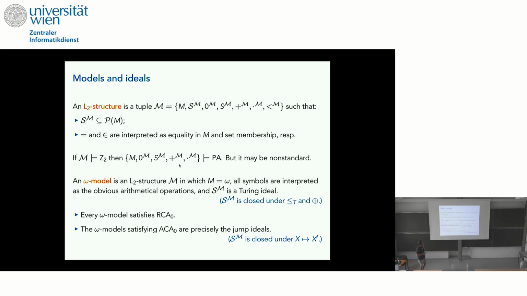Okay, so what can we say about the omega models of the two subsystems I mentioned? Every omega model satisfies RCA_0. And the omega models satisfying ACA_0 are exactly what are known as the jump ideals. So they have to be closed under the jump, right? If X is in there, X jump is in there. Okay? All right. Any questions?